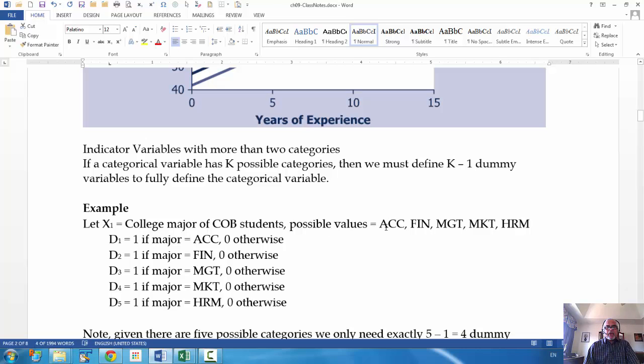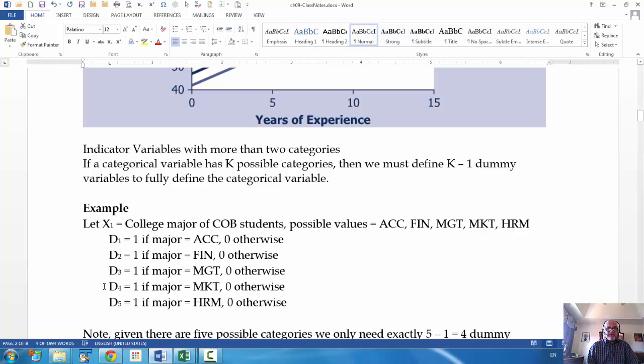If major is accounting, we code it as 1. If major is not accounting, so it could be any one of the other 4, then we code it as 0. So that would be one dummy variable. Then we define a second dummy variable, and this time it is for finance. So if a given observation, a given sample, major is finance, then you put a 1 there for that second dummy variable, and 0 otherwise, and so on.